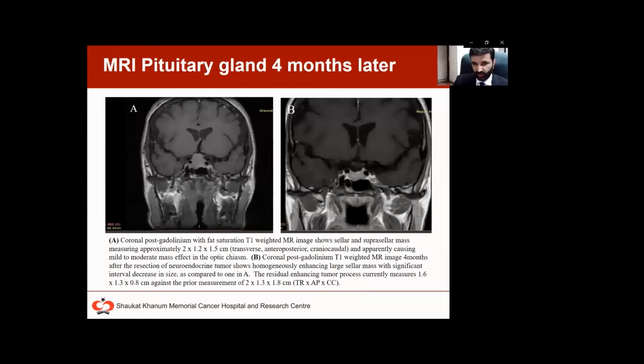I shared these images with you, that the one on the left labeled A is the one which was at the time of presentation, and the one on the right, which is labeled as B, is the one 4 months later. You can see the difference in size of the pituitary gland and significant improvement over the 4 months.